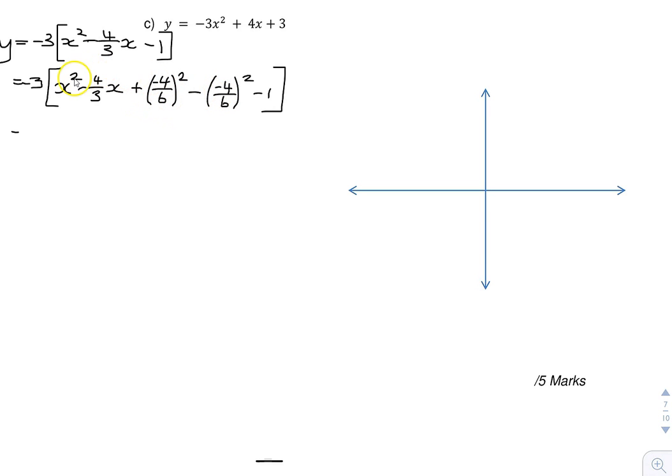We're going to take our first 3 terms of x squared minus 4/3 x, plus negative 4 on 6 squared, and factorize this. When we factorize this, we'll get x minus 2/3 all squared, and our last 2 terms don't change. So we will have 16 on 36 minus 36 on 36. I've squared the 4, squared the 6, and converted the 1 to a fraction with the same denominator.